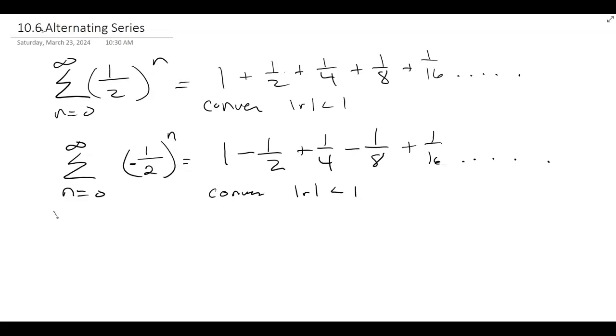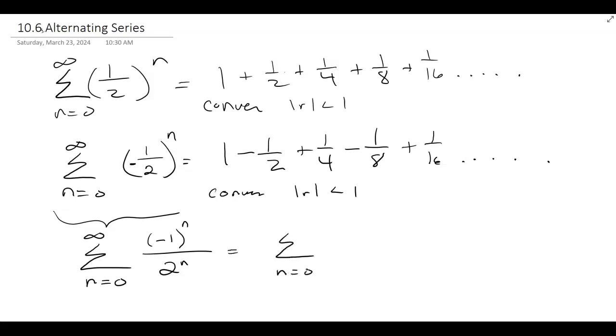How else could I write this? So let's look at this. Couldn't I write this as negative 1 to the n over 2 to the n? Okay, and this is very often how you will see your alternating series written. I can even do negative 1 to the n, 1 over 2 to the n, right? So an alternating series, as you'll see in a minute, has this general form of negative 1 to the n of some other series. And that's what we did here.